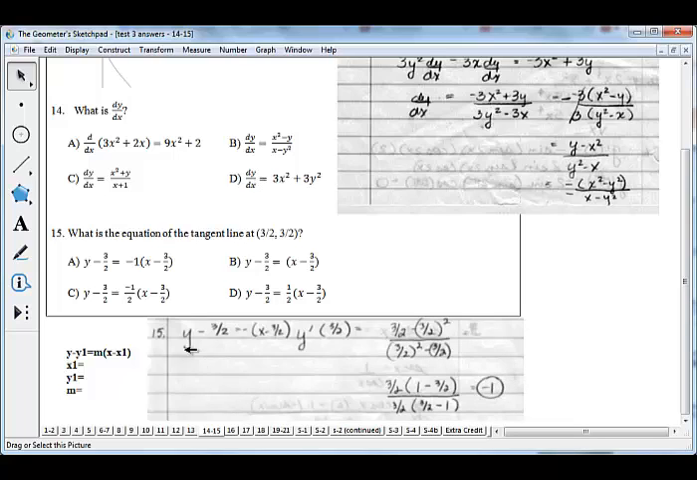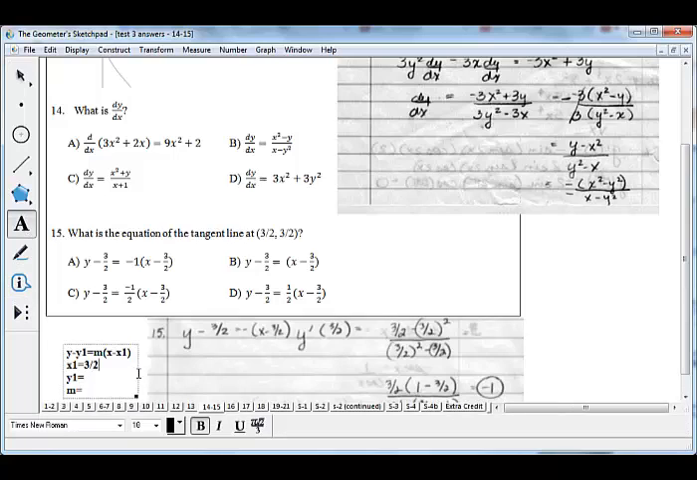The equation of the tangent line is going to be y minus y1 equals m times x minus x1. So your x1 was given in the problem as 3 halves, and your y1 is also 3 halves, and your slope at 3 halves is -1. So it's going to be y minus 3 halves is equal to -1 times x minus 3 halves.